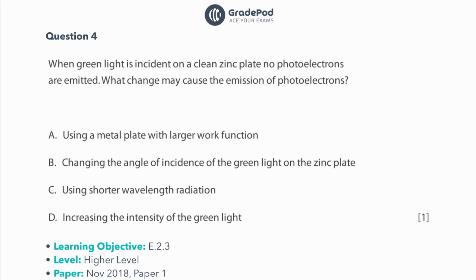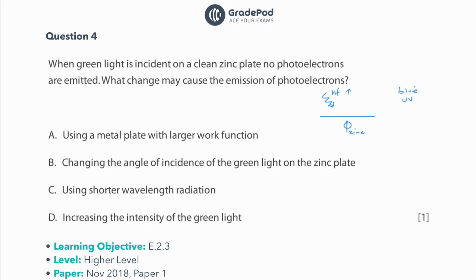When green light is incident on a clean zinc plate, no photoelectrons are emitted. What change may cause the emission of photoelectrons? So we've got a zinc plate, and that zinc has a work function that doesn't change. The work function for zinc is immovable. We have a green light photon incident on it. What we can change to increase the energy is the frequency. So we could have a blue light or ultraviolet. That would increase the frequency of the photon, which would increase the energy to overcome this work function.